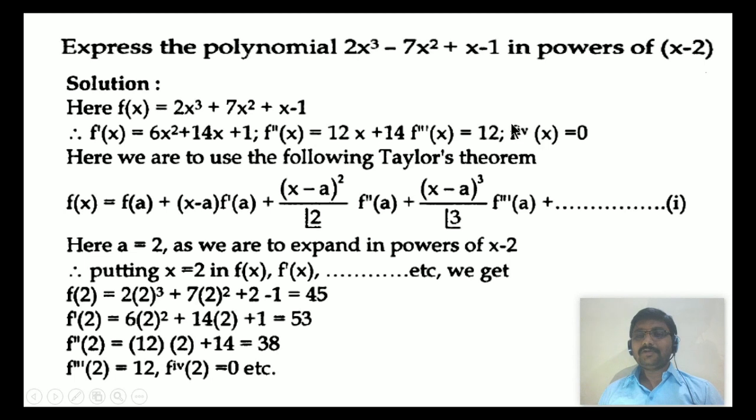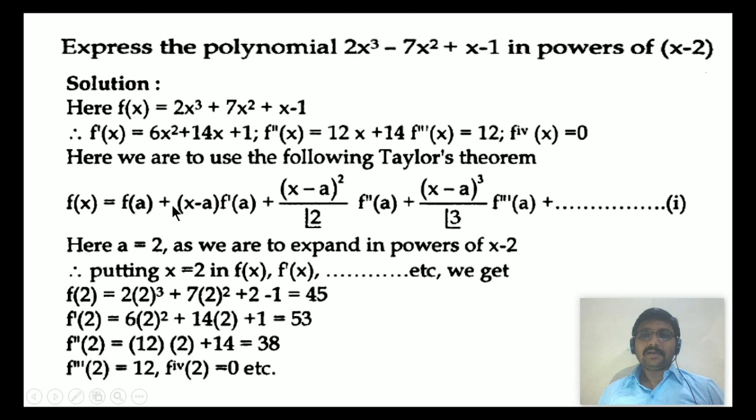The fourth derivative of f of x is obtained by again differentiating f triple dash of x. 12 derivative, constant derivative is 0. So these are the successive derivatives for f of x with respect to x. We just have to know the formula for the derivative of x power n, which is n into x power n minus 1. Now here we are to use the formula of Taylor's theorem.